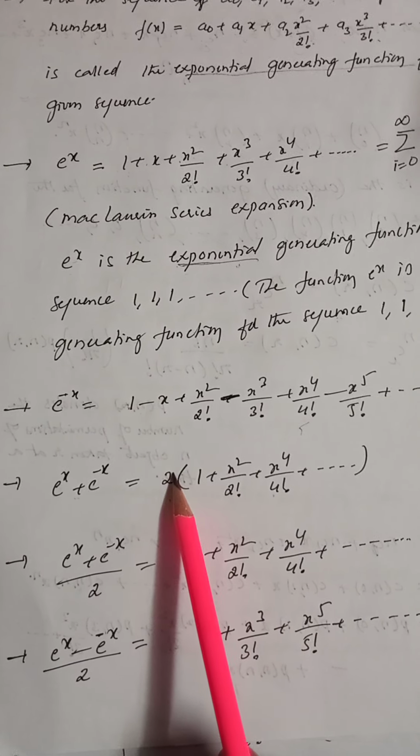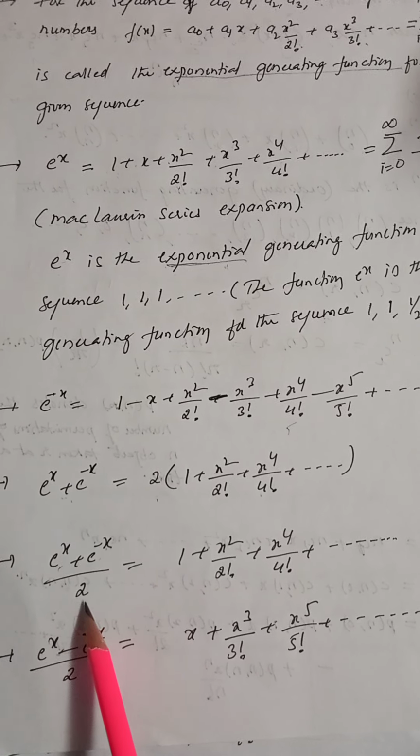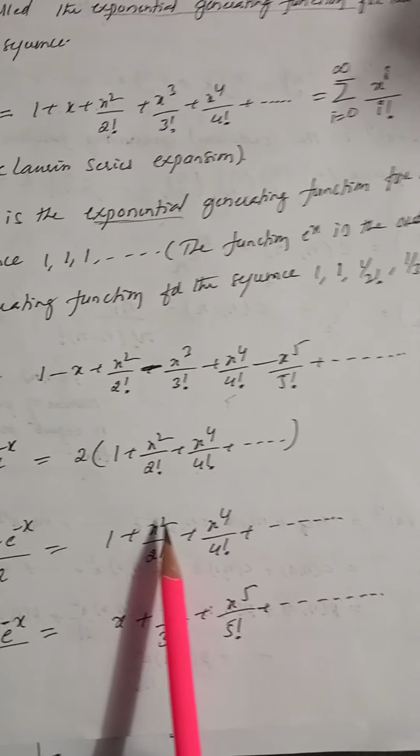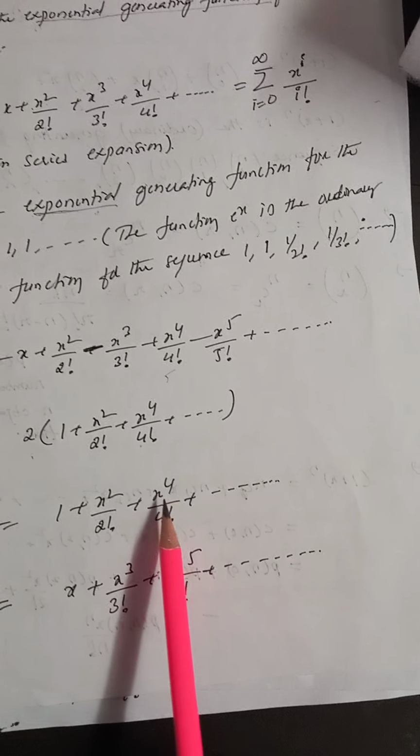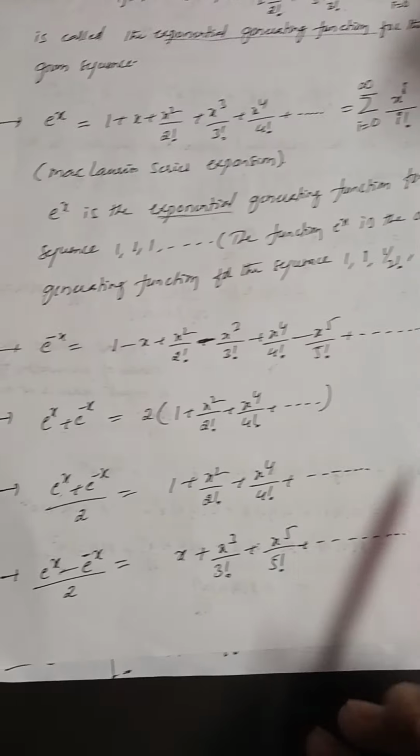Now if you transpose this 2 to the left hand side, it becomes e power x plus e power minus x by 2 is equal to 1 plus x square by 2 factorial plus x to the power of 4 by 4 factorial plus so on.